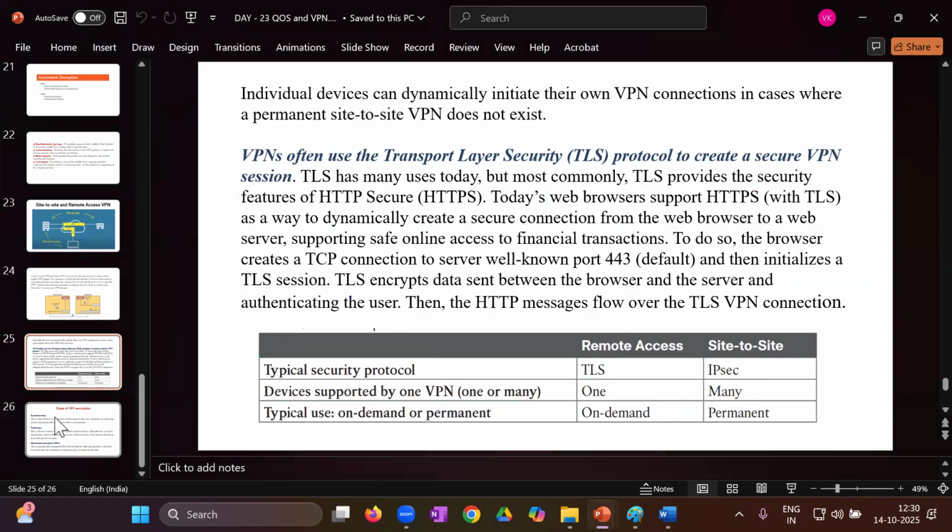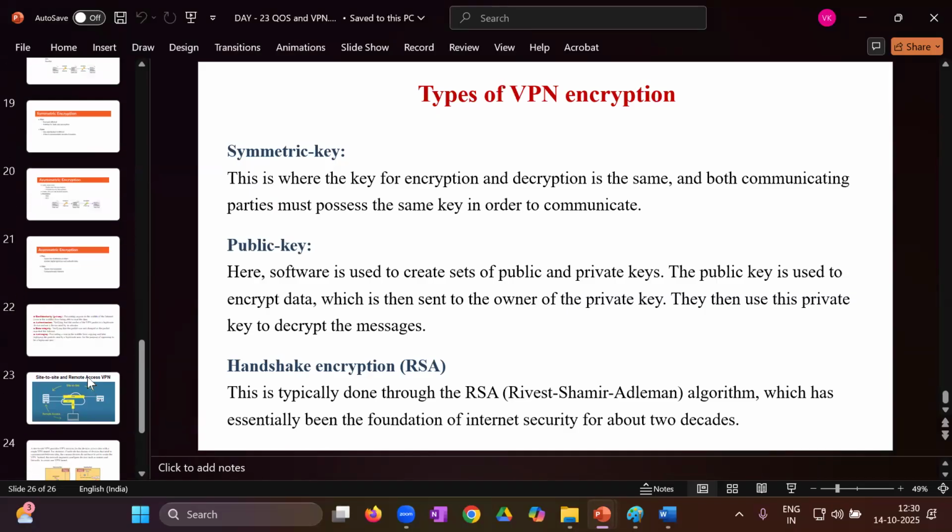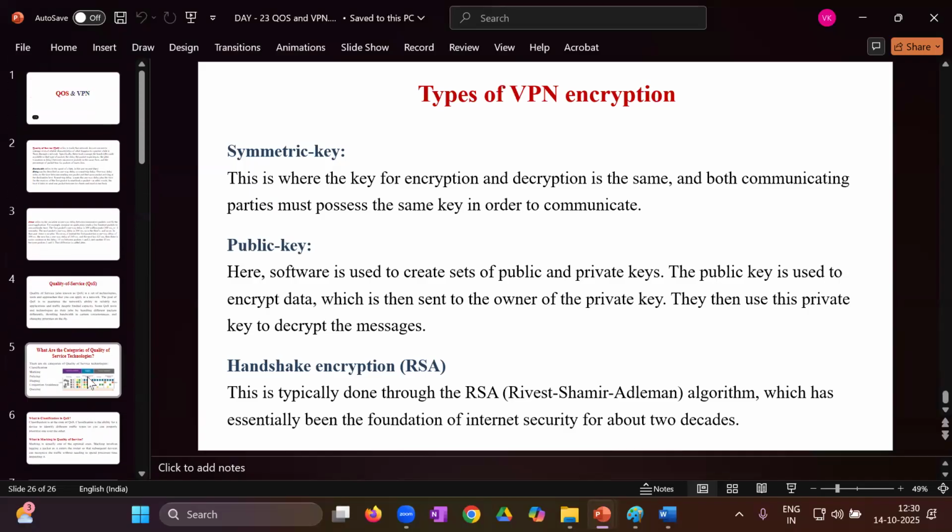And this we have discussed: symmetric key, public key, all these things. Clear? So first we need to do the routing. Then we have to give the commands for IPsec. And only then will the tunnel be created to have the communication. Is it clear till here?